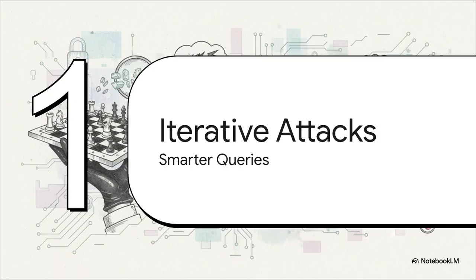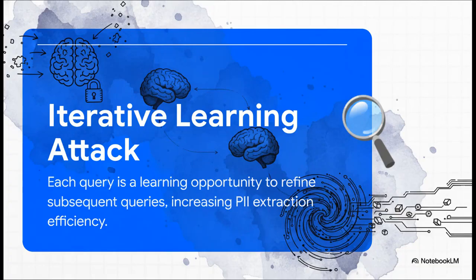We're going to look at an approach where attackers aren't just firing off random questions. No, they are learning from the AI's own answers to make their next queries exponentially more powerful. It's called the iterative learning attack, and the whole idea here is to create a feedback loop with the AI. Every single response from the model, even if it's just a tiny partial leak of what we call PII, or personally identifiable information, becomes fresh intel to build an even better, more targeted attack for the next round.